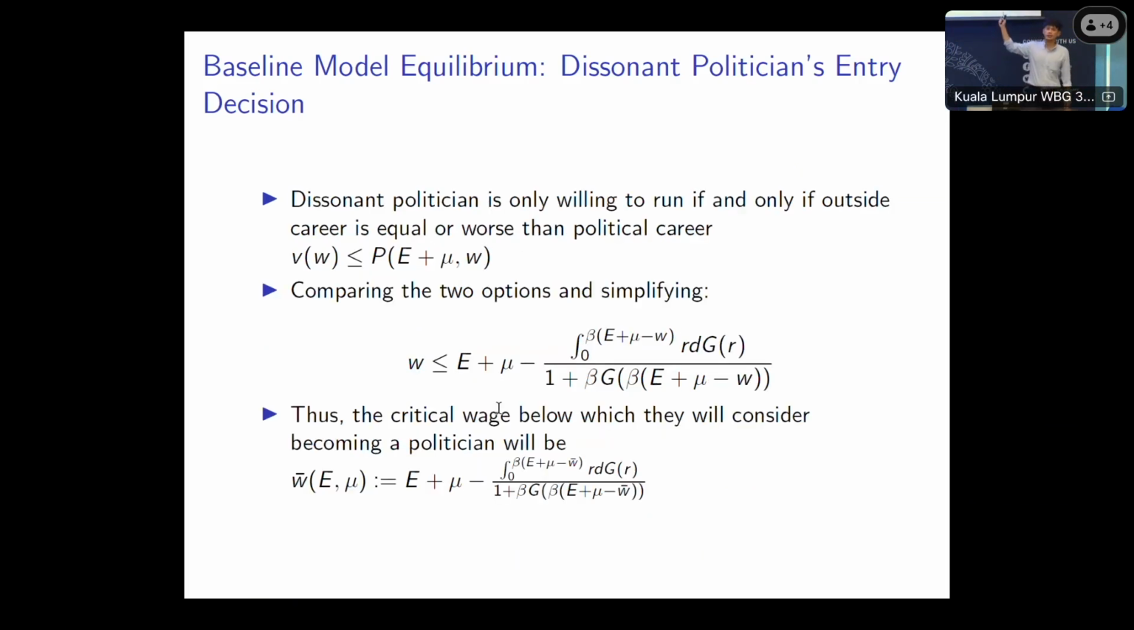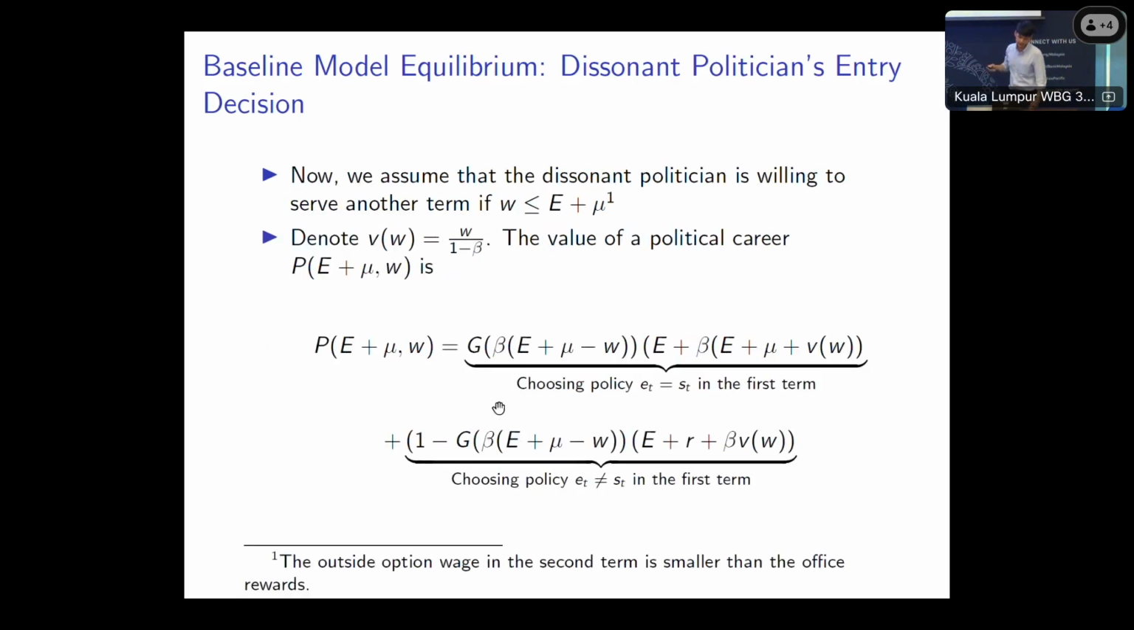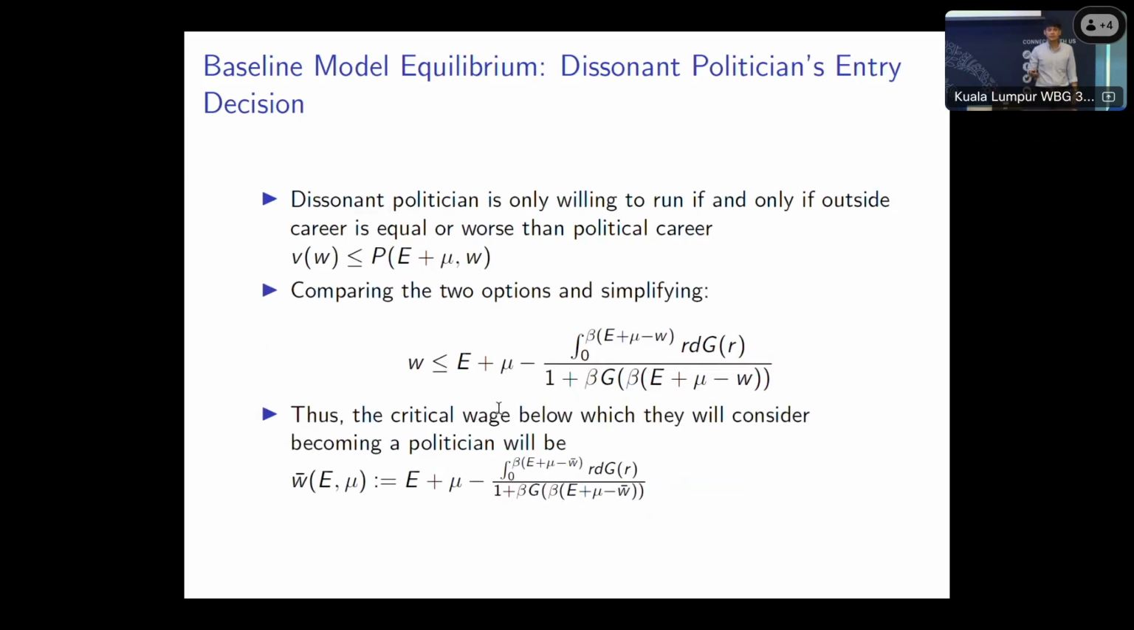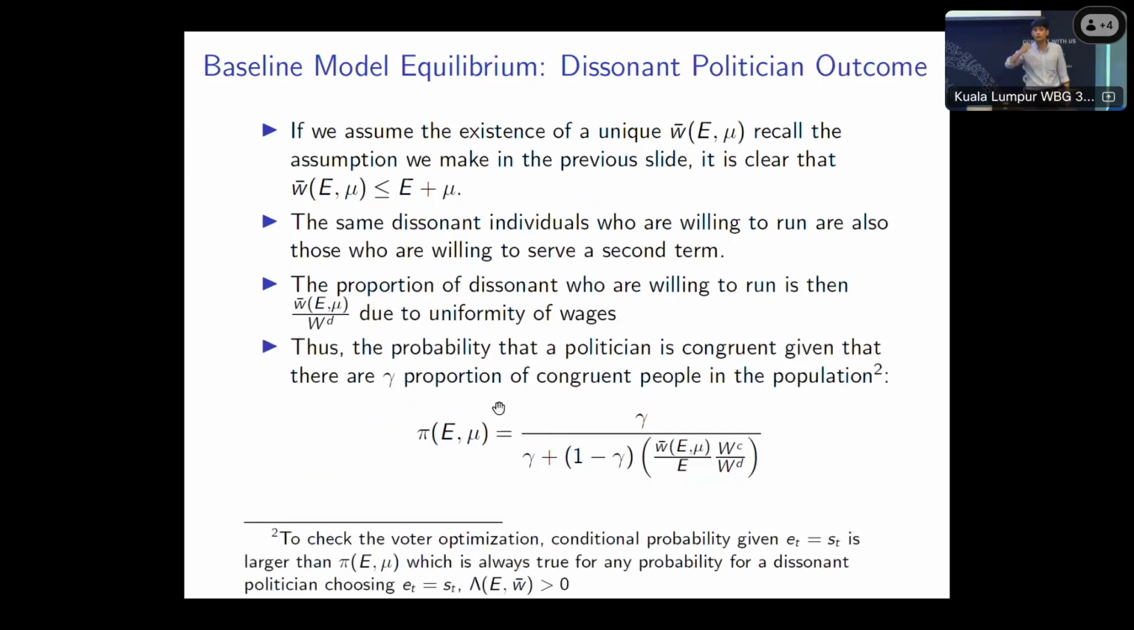I compare it with the outside wages forever. And if you compare these two, you actually get this nice equation where it conforms to the previous assumption that I made, which is that W is less than E plus mu, which means that the dissonant politicians who are willing to run are also those who are willing to serve a second term.